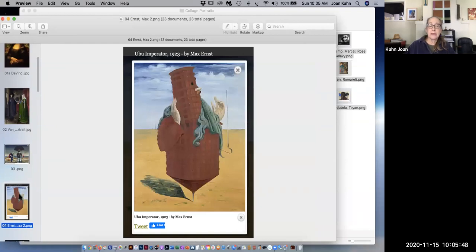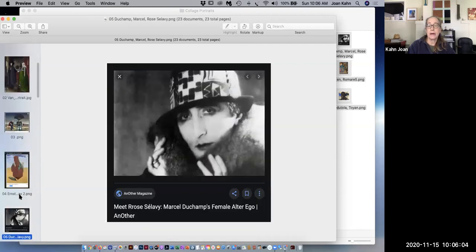These are all Max Ernst paintings. So here he represents a personage in the shape of a castle. So you could even include parts of the body that have become other structures or even animals. Meet Rose Sélavy. This was Marcel Duchamp's female alter ego. So Marcel Duchamp as a woman.